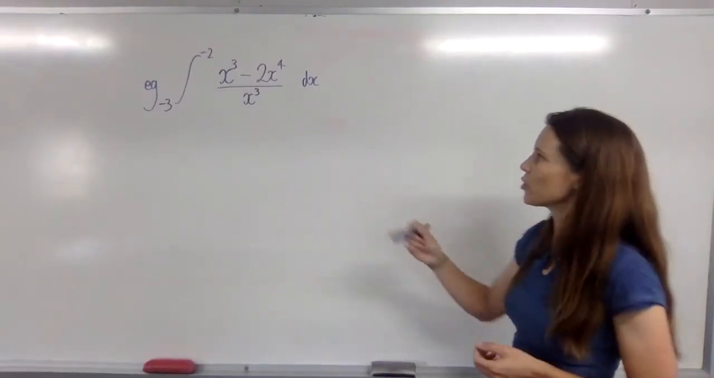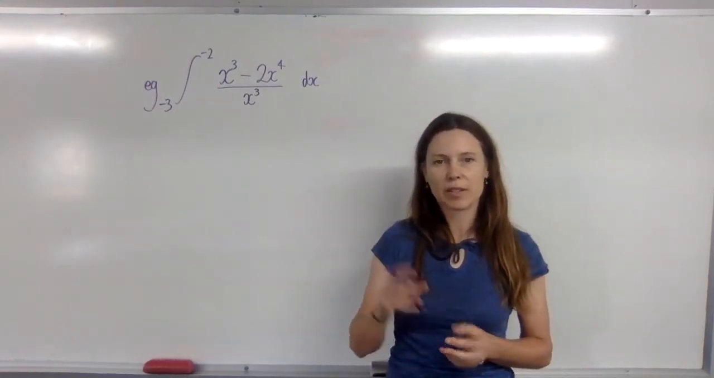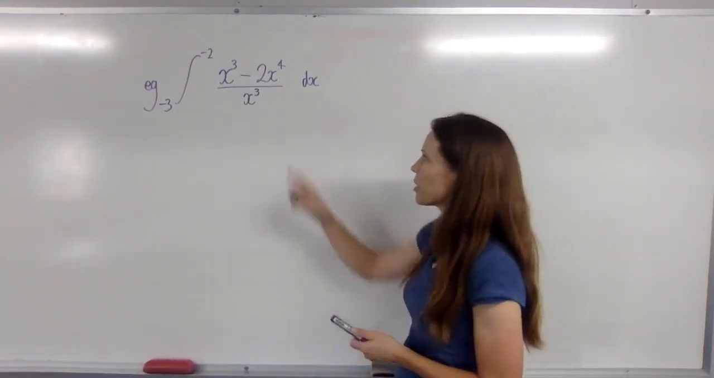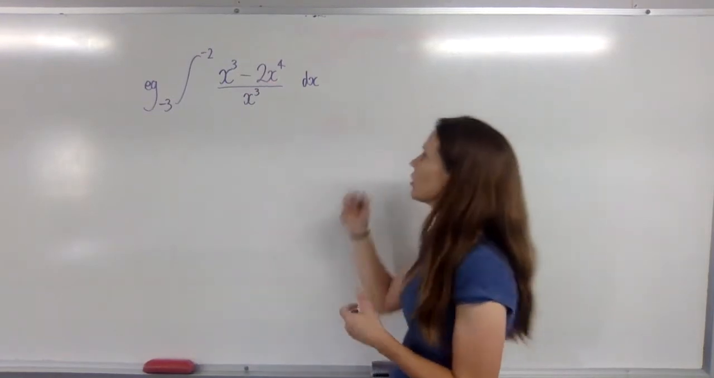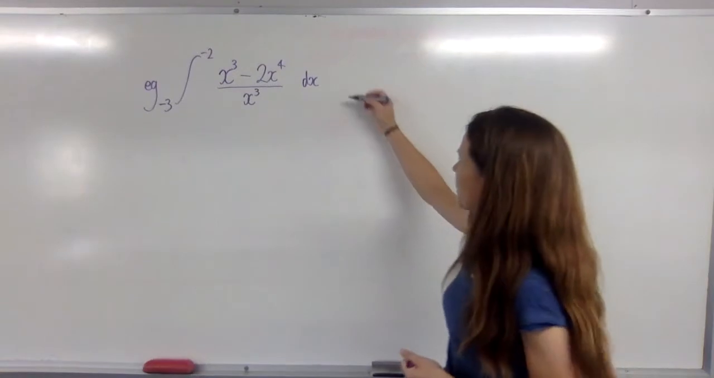Okay, this example looks pretty complicated, but what we need to do here is just tidy it up so that it's single terms that we can integrate, because we can't reverse the quotient rule. Now you'll notice that our bounds are negative. That's okay, we can sub negative numbers in. Let's see how we go.